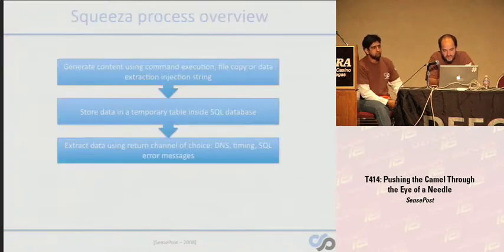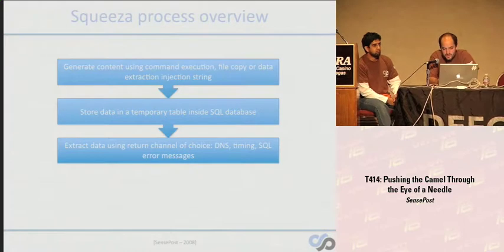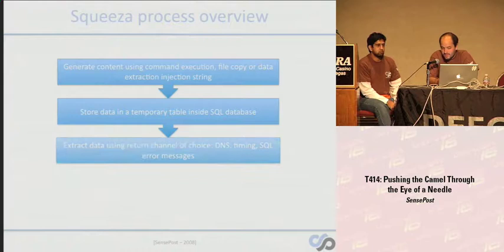So this is the simple flow. Generate your content. We could generate content in a bunch of ways. The standard one is command execution. We also supported the ability to pull out data from the database through quasi-SQL queries. And we also supported the ability to copy files off the database, so to download files from the database machine. So you would create the content in one of these manners. That data was stored in a temporary table inside the database, and at that point we could kick off one of our return channels to pull the data out.